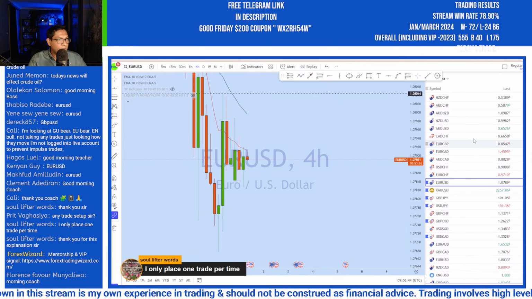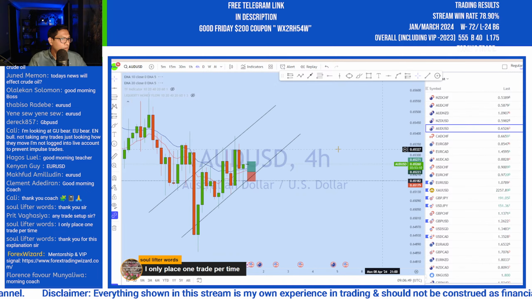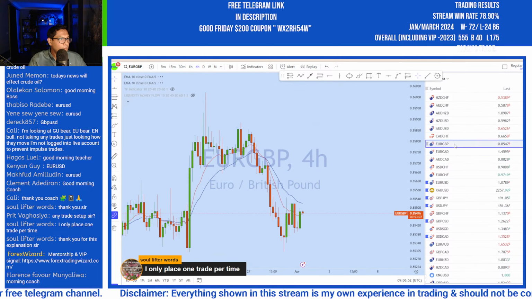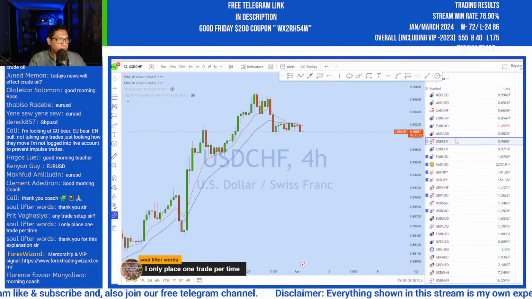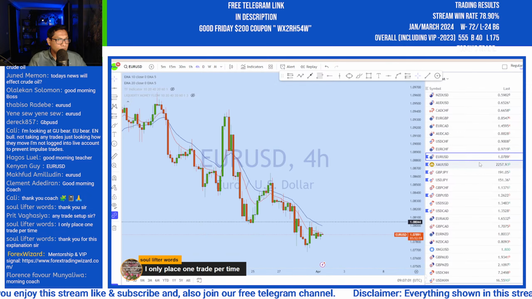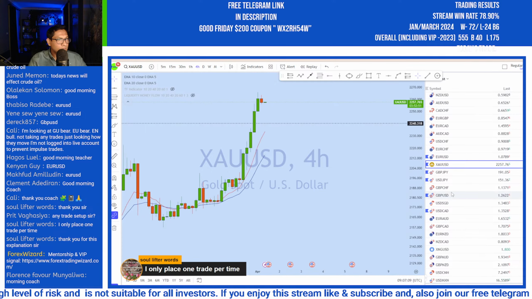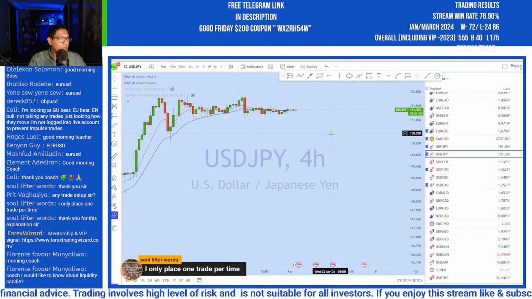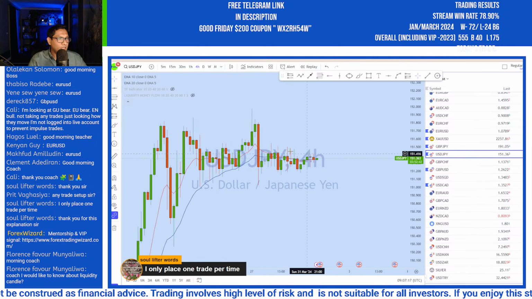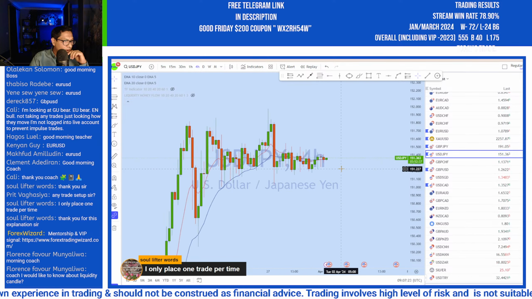From the 4-hour perspective, I will be quickly looking at the whole market to see what's happening, just to see that overall picture in the market. Dollar yen is completely choppy. There is no way that we can trade this market at the moment. It's a one candle range.